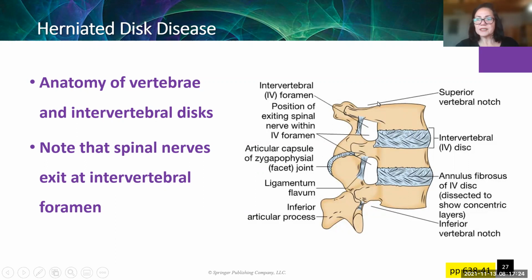And there's a spinal cord running through this space here. That spinal cord is part of the central nervous system, and it gives rise to the spinal nerves that are part of the peripheral nervous system. The spinal nerves have to come out in between the vertebrae. These are called the intervertebral foramen.